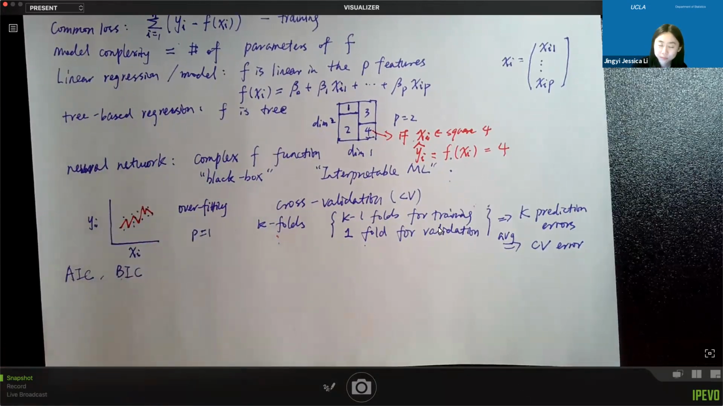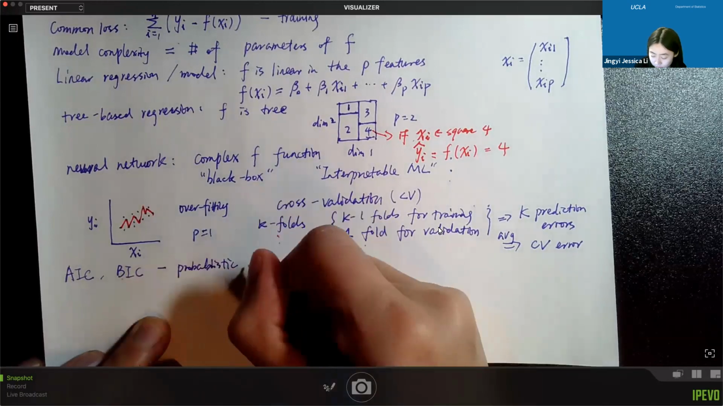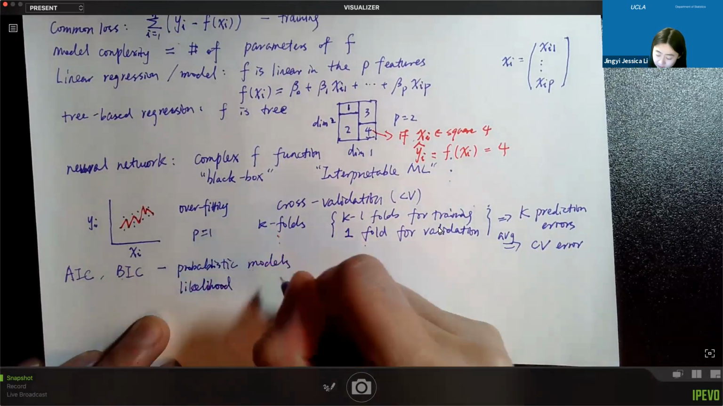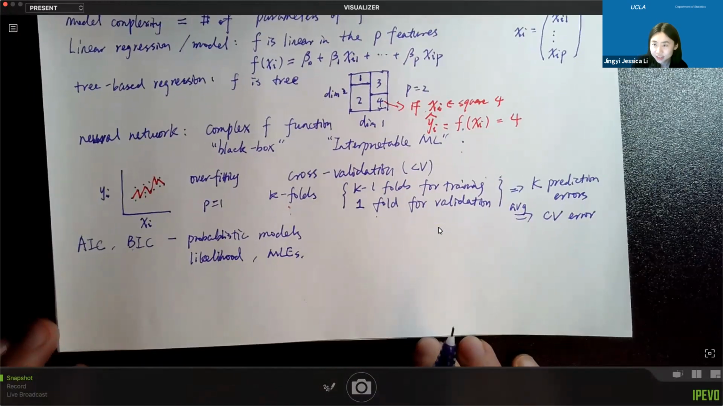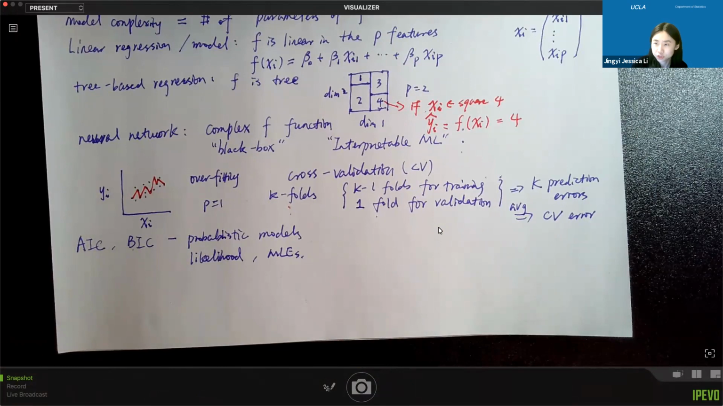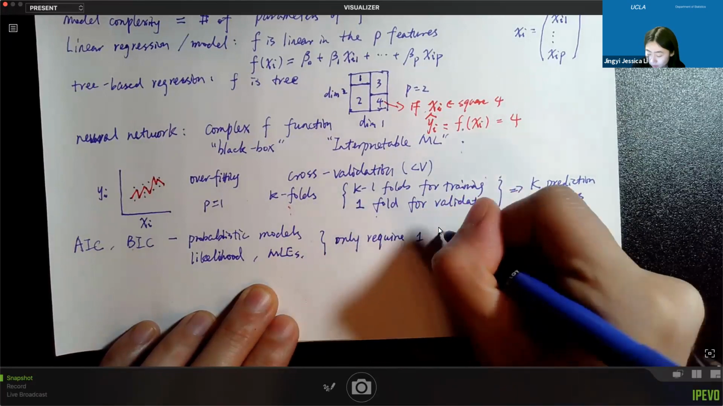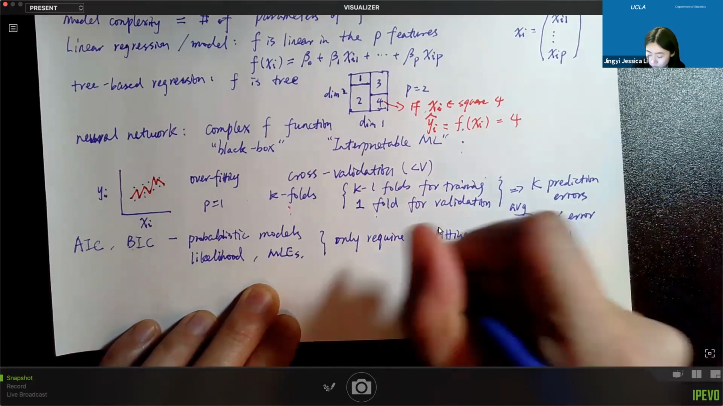So I would say these approaches are particularly useful for probabilistic models, so that you can write down a likelihood. So they rely on likelihood and the MLE, maximum likelihood estimates. So therefore, for the black box algorithms that you cannot write down the likelihood, you cannot use those approaches. And these were classical approaches that were so popular because they only require fitting the model to your whole data once. Okay, so they only require one fitting of each model to the whole training data.